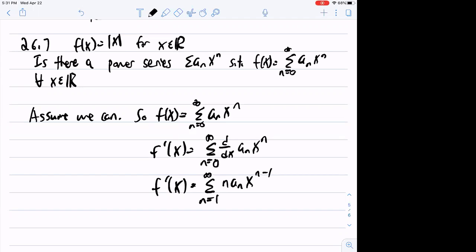But in this case, certainly f prime at 0 makes sense, right? f prime of 0 is 0. If you have a power series and you plug in x equals 0, you're adding an infinite sum of zeros, and that's 0. But what do you all know about absolute value of x? Is it differentiable at 0?